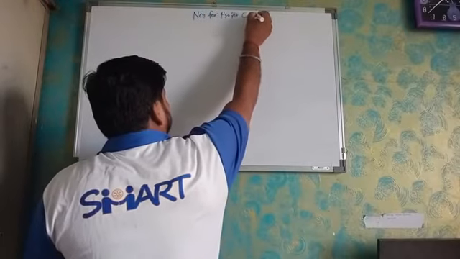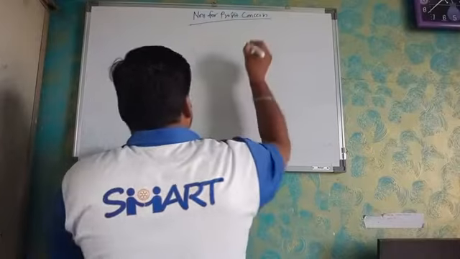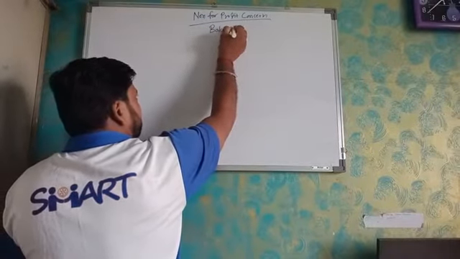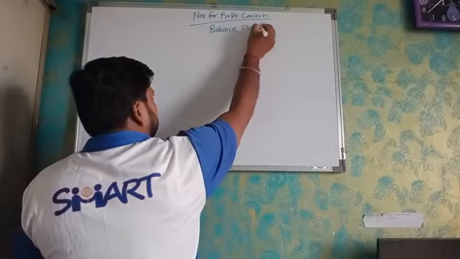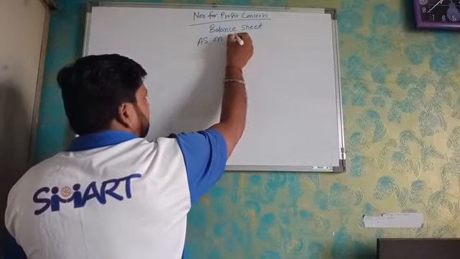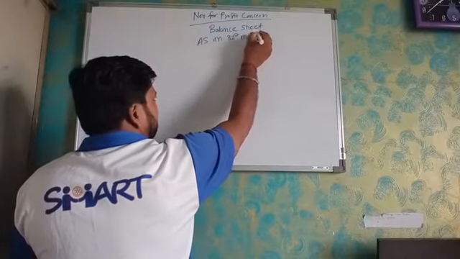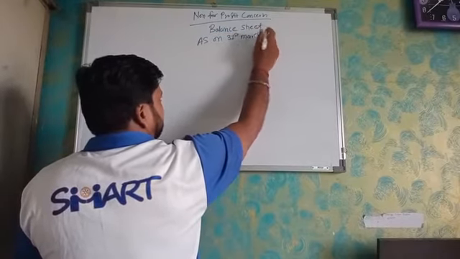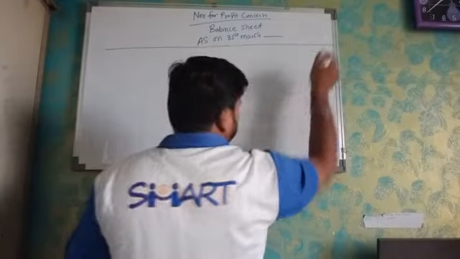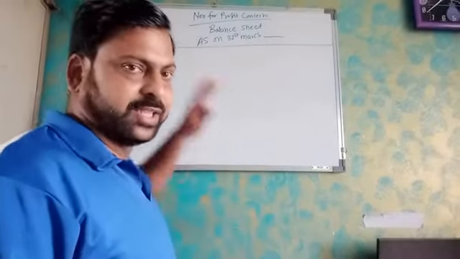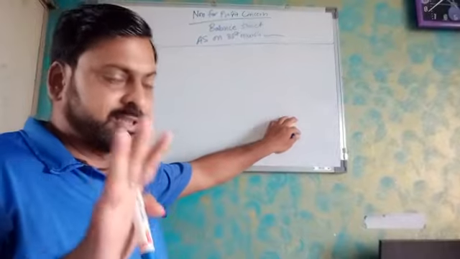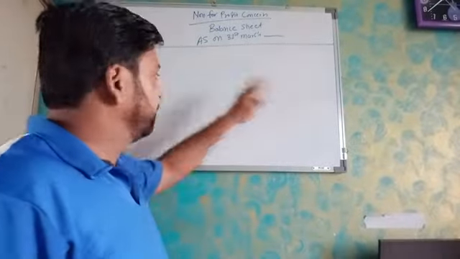Balance sheet of non-profit concern as on 31st March. We have two sides. Left side is liability, right side is assets. You cannot say a balance sheet is an account. There is no debit and credit.